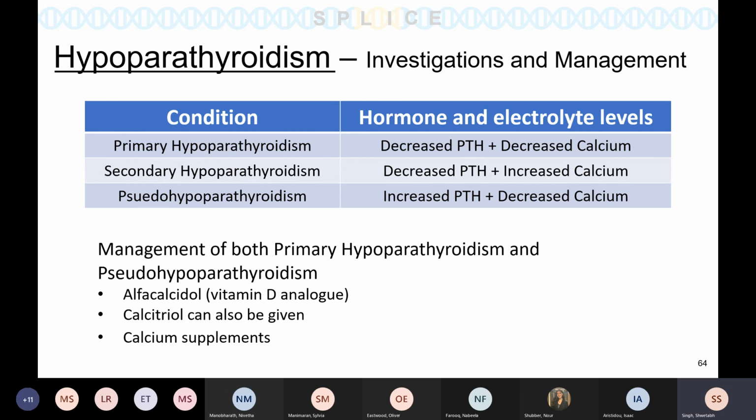So management, you can give vitamin D analogs. Calcitriol can be given as well, and then obviously giving calcium supplements because you're going to have that decreased calcium in some of those cases. Not in secondary hypoparathyroidism, but especially in primary and pseudo.